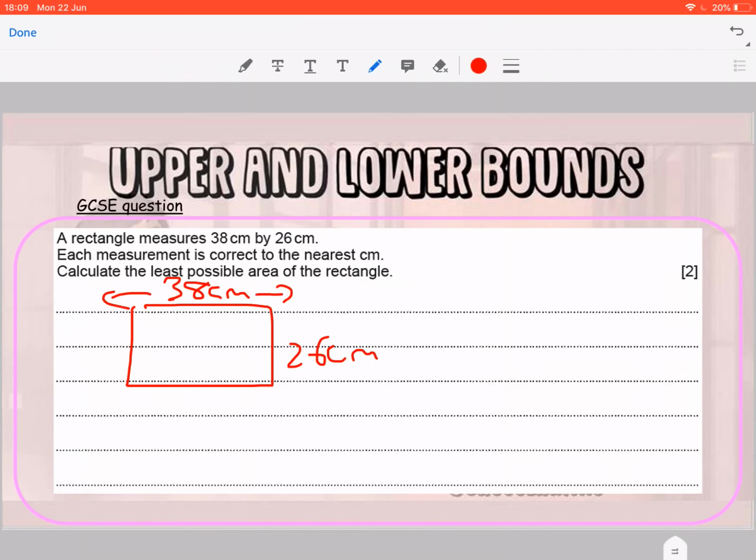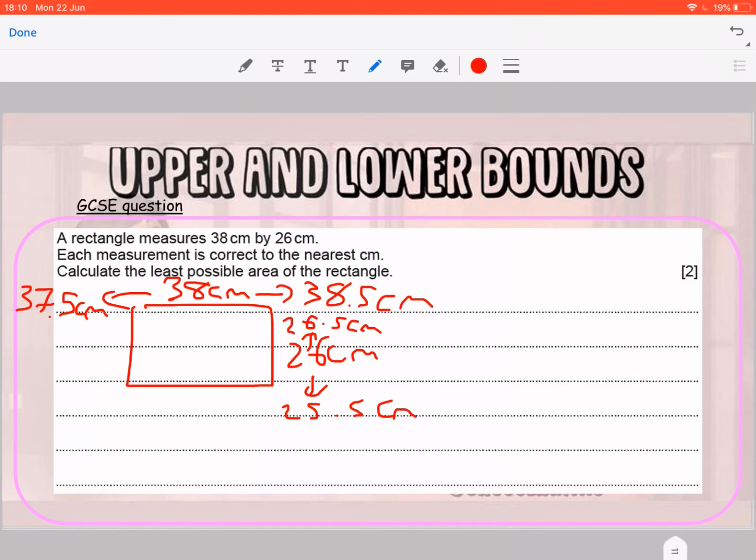38, if it's measured to the nearest centimetre, that's the nearest 1 centimetre. If I half that and take it away, I get 37.5. If I half that and add it on, I get 38.5. Make sure I put my units in as well. Same with 26. That could have been anywhere up to 26.5, and anywhere down to 25.5. It could have been either of those.